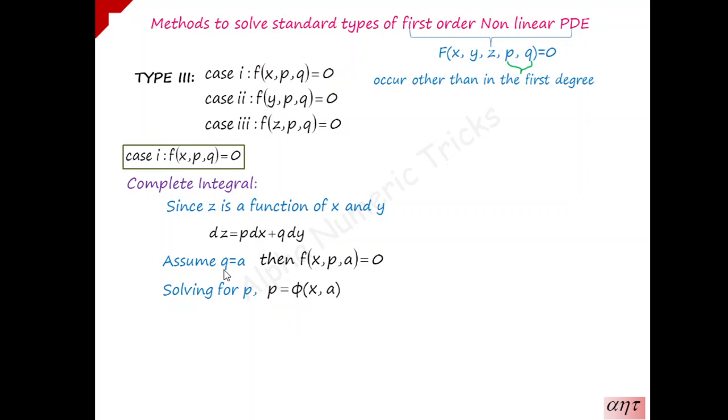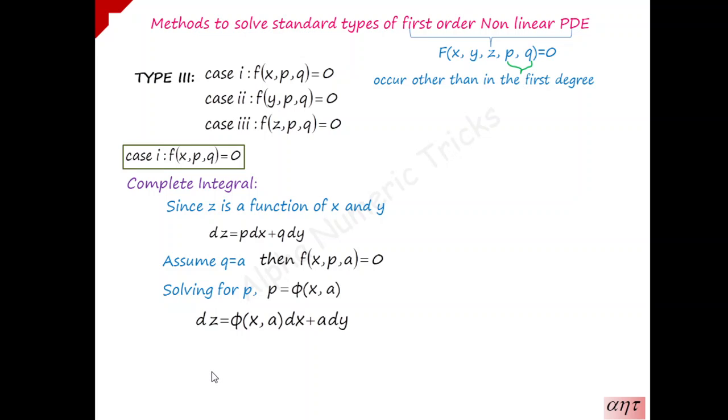Now you have to substitute the p and q values in dz is equal to pdx plus qdy. So dz is equal to the p value, phi of x, a, into dx, plus the q value, a, into dy.